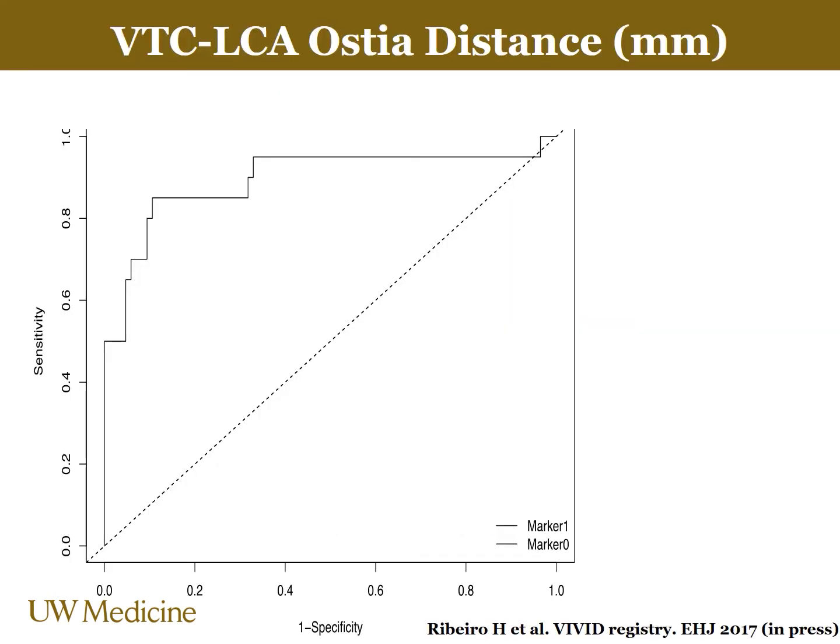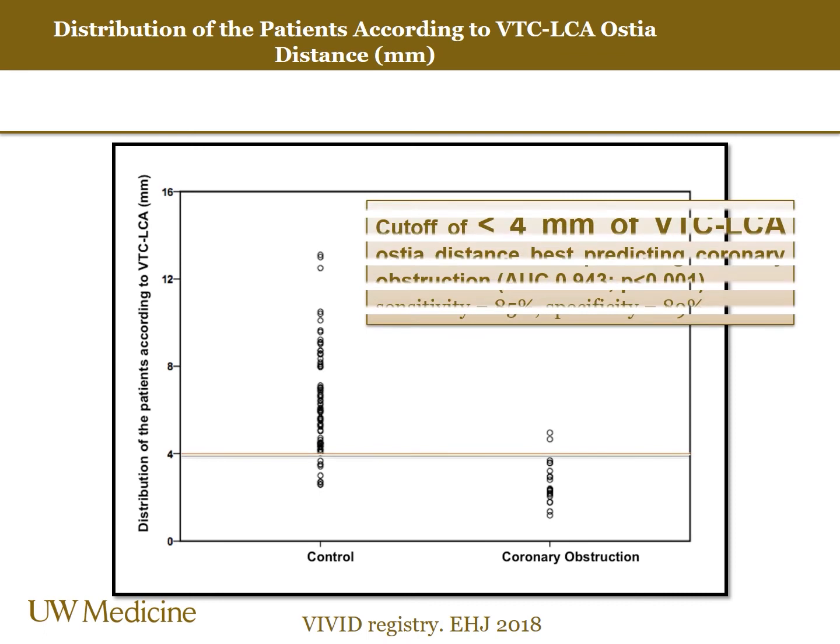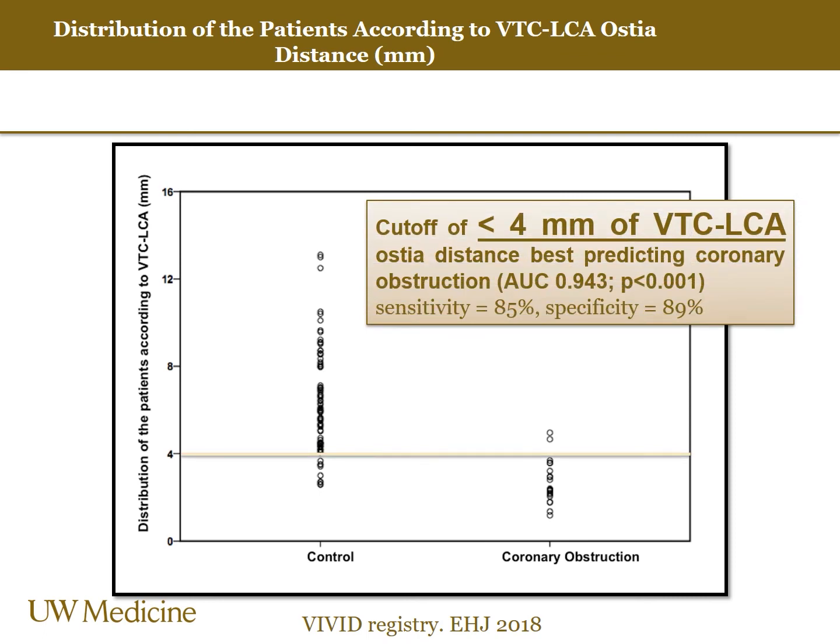The VTC was looked at through a number of different studies as to what the cutoff should be. And I think most of us will agree right now that the cutoff of approximately anything less than 4 millimeters of VTC to left coronary artery ostium distance is predictive with a fairly high sensitivity and specificity of coronary obstruction. You can see here the control group that was used against the obstruction group, and you can see the line of identity is approximately 4 millimeters.